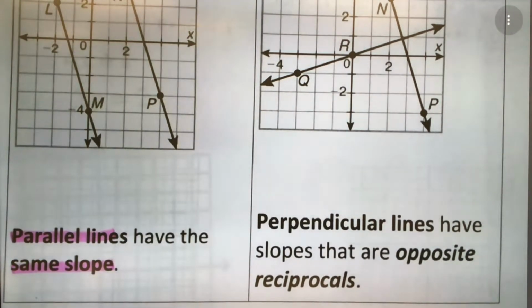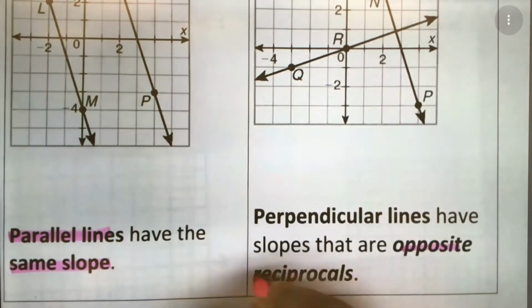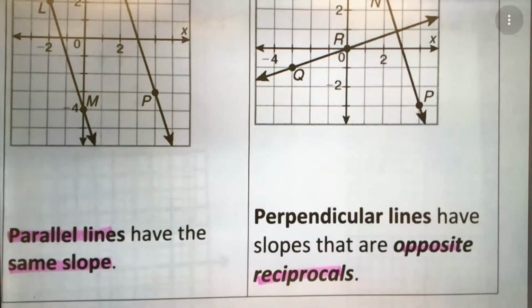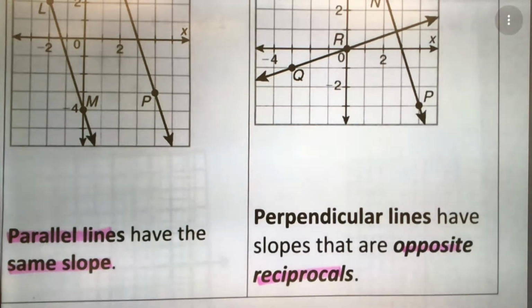In the same way, when you have two perpendicular lines, their slopes are opposite reciprocals. So if you have a graph or an equation of a line, to identify whether they are parallel or perpendicular, first identify the slope of both lines. If the slopes are the same, both lines are parallel. If the slopes are opposite reciprocals, the lines are perpendicular. If neither, the lines are not parallel or perpendicular.